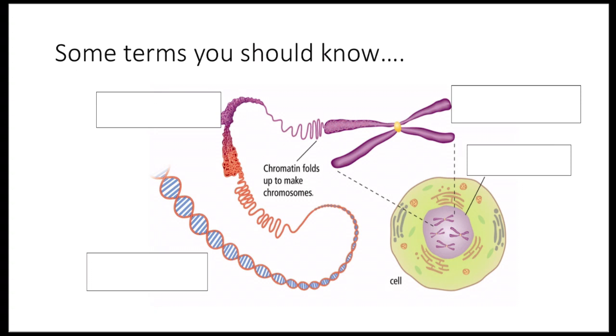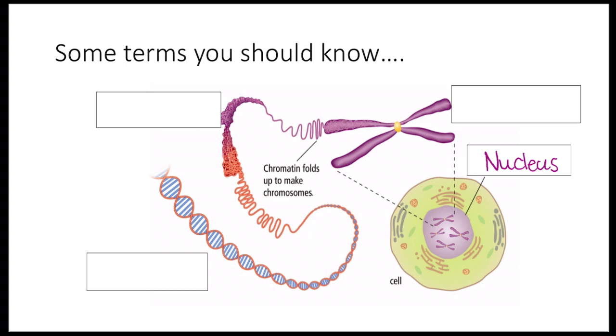Some terms that you should be aware of. So let's start at kind of the smallest, most condensed structure, and then we're going to kind of unwind this further. So in the bottom right corner, we have a cell, and the most important feature of this cell is the nucleus. So this is where all of our DNA is contained. It's the center of the cell.